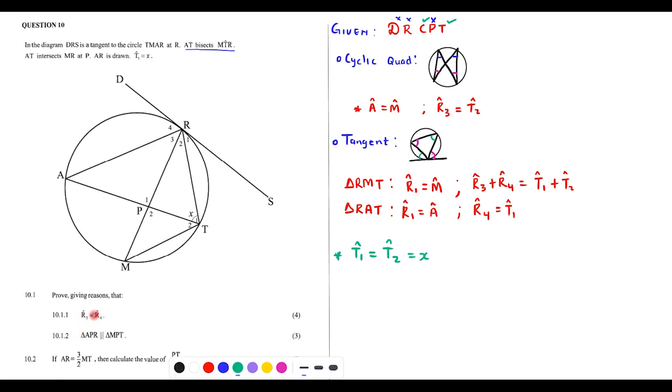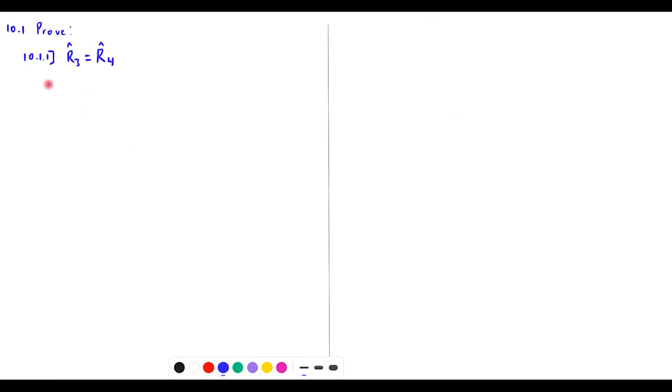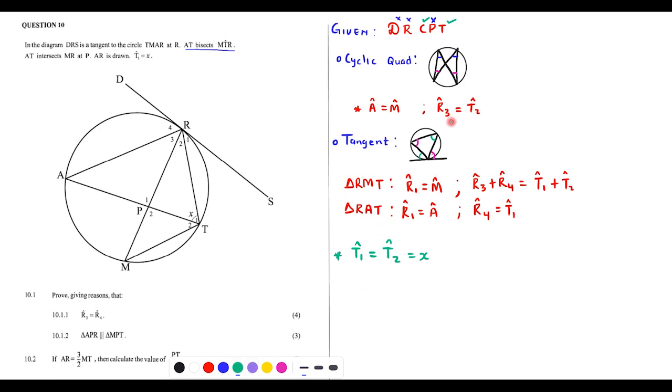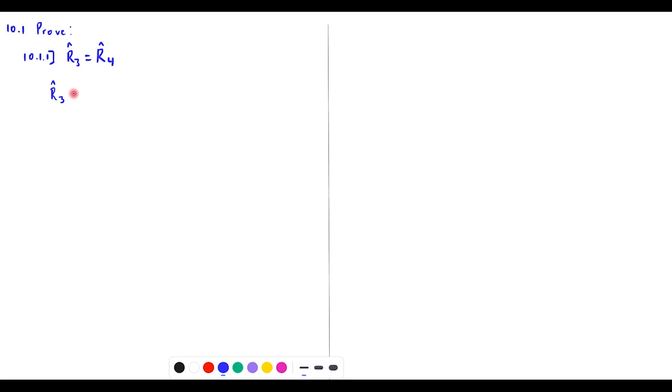So the question says we need to prove that R3 is equal to R4. Now the easy way to prove this is to always work on the two sides separately, right? So this means you first need to calculate what R3 is alone. So I'm going to ask myself, what is R3 equal to? In the diagram it is stated that R3 is the same as T2. So I'm going to say R3 is the same as T2.